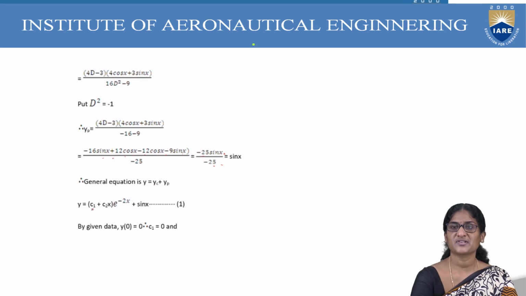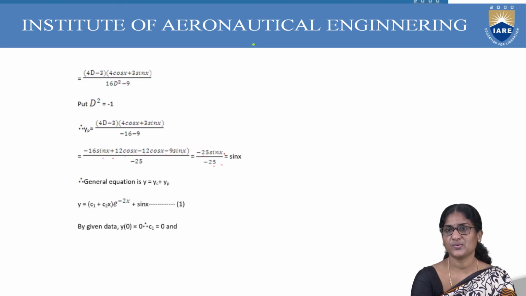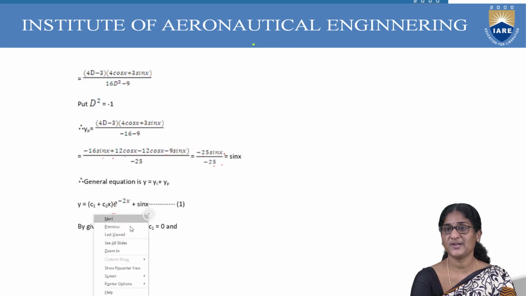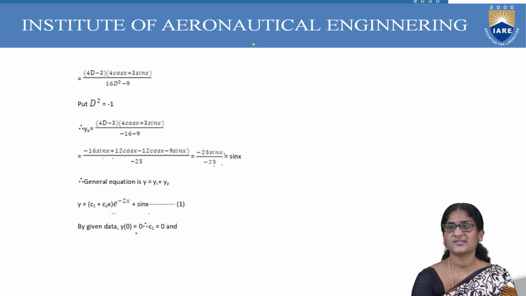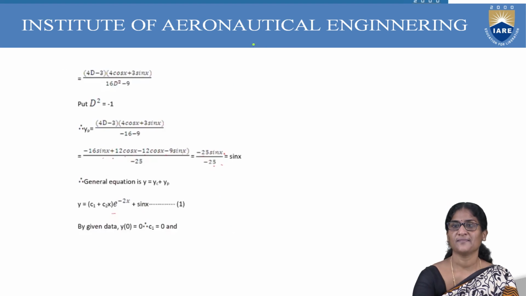The complementary function which we got in this case is c1 plus c2x e power minus 2x plus sin 2x. But the problem is not yet completed. There are boundary conditions given in the question. What are the boundary conditions? y of 0 is equal to 0, y dash of 0 is equal to 0.